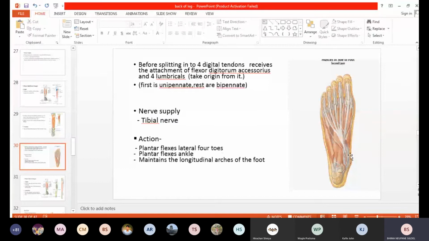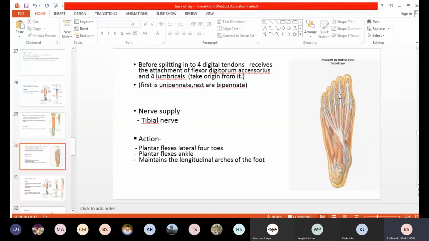Here you can see in the sole, before splitting into the 4 digits, 1, 2, 3, 4, it gives rise to the origin of the flexor digitorum accessorius, that is a muscle of the foot, and again the origin of the lumbricals. These details I will not discuss here. Now the nerve supply to this muscle is also the tibial nerve.